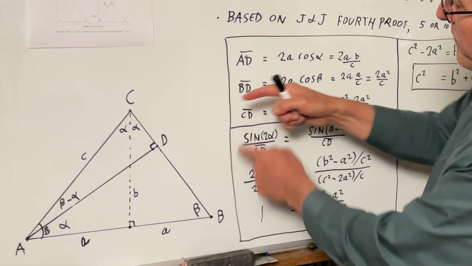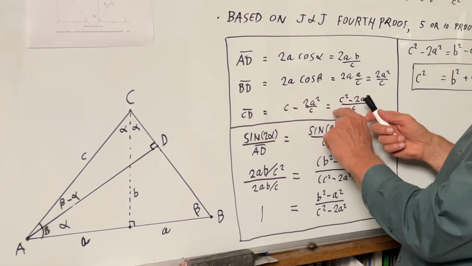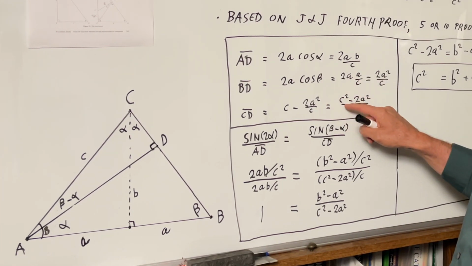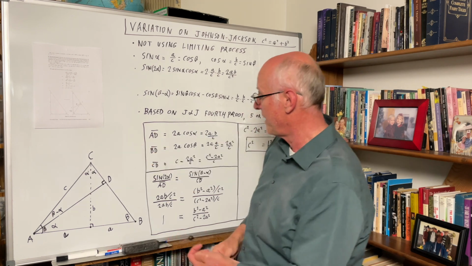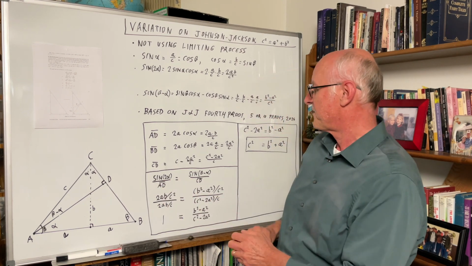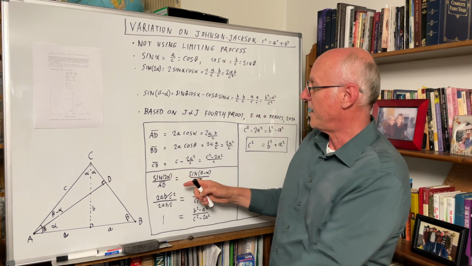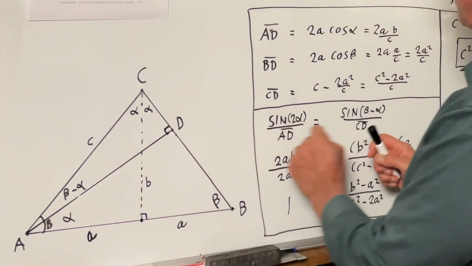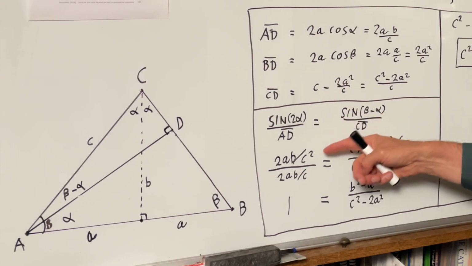And then once we have BD, we need to figure out what CD is. And that's just c minus 2a squared over c. And you've got to normalize the denominator, so it comes out to be c squared minus 2a squared over c. That's this distance CD. And now here's the famous thing that Johnson Jackson do. They do the law of sines. So sine of 2 alpha is to AD as sine of beta minus alpha is to CD.